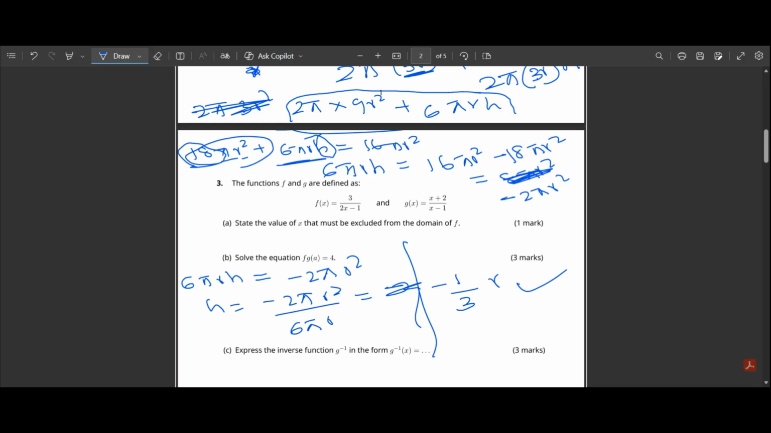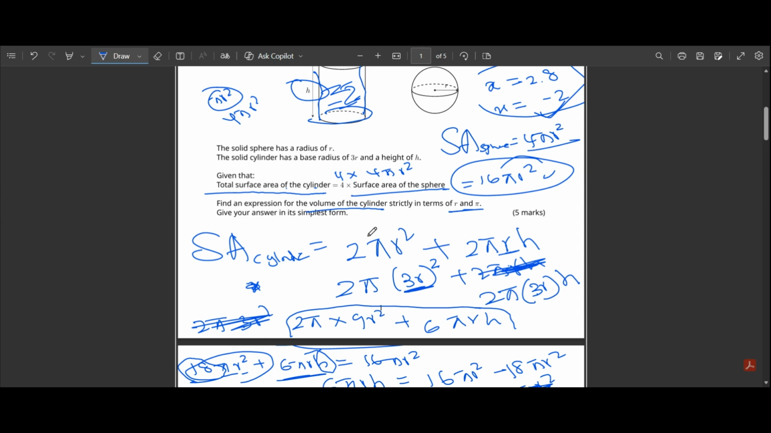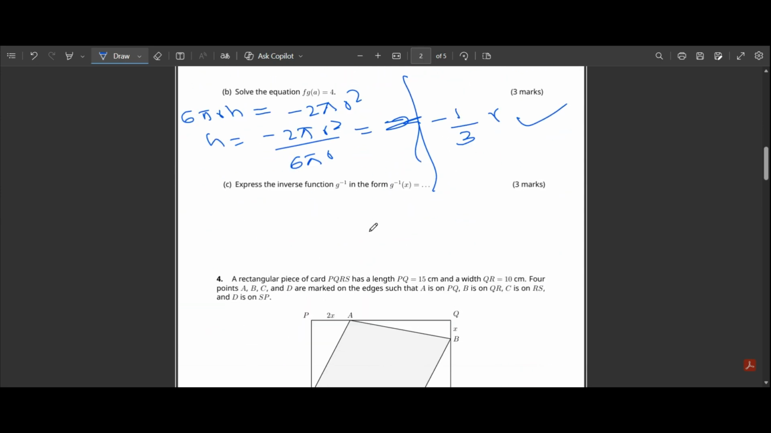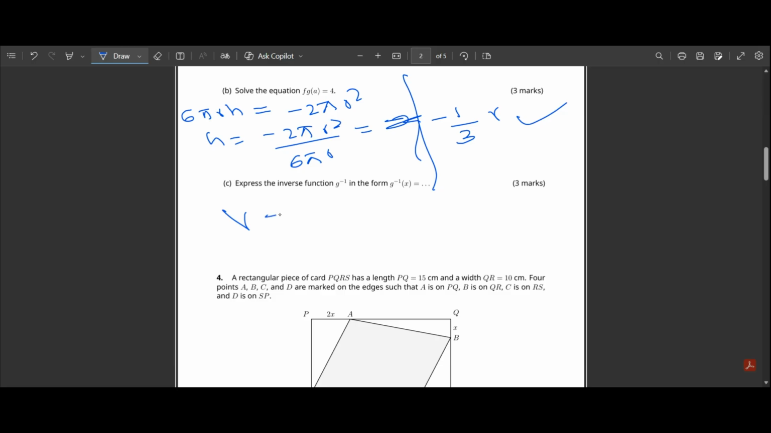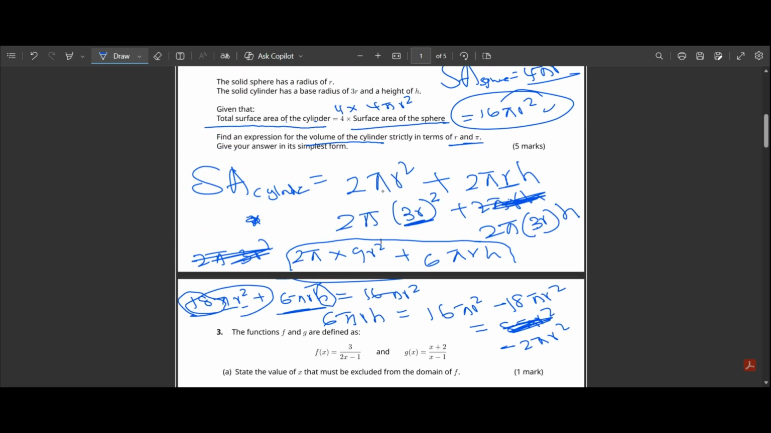What we have to do finally, you shouldn't stop here, is find an expression for the volume of the cylinder. So you have to finish it like this. The volume of the cylinder is pi r squared h. What is the question? Volume of the cylinder.